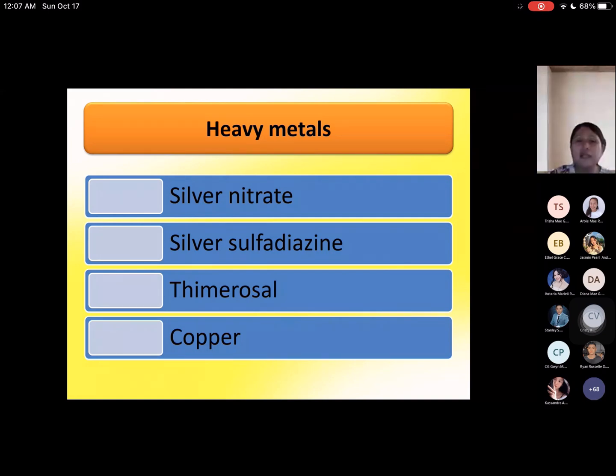Next, we have thimerosal. Thimerosal is used as an antiseptic and at the same time as an antifungal agent, used as a preservative for vaccines. But since thimerosal contains mercury, it is now of limited use. Because mercury is toxic, thimerosal is usually not used anymore. They usually have alternatives for preserving vaccines.